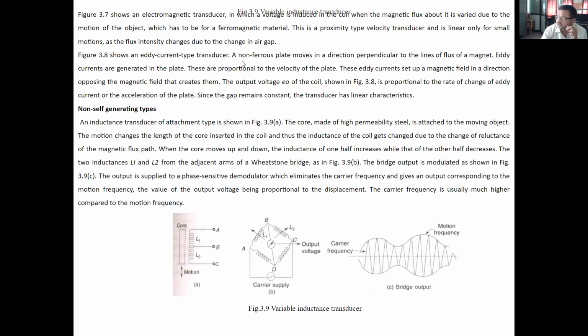Now figure 3.8 shows an eddy current type transducer. A non-ferrous plate moves in a direction perpendicular to the lines of flux of a magnet. Eddy currents are generated in the plate. These are proportional to the velocity of the plate. These eddy currents set up a magnetic field in a direction opposing the magnetic field that creates them. The output voltage E0 of the coil shown in figure 3.8 is proportional to the rate of change of eddy current or the acceleration of the plate.